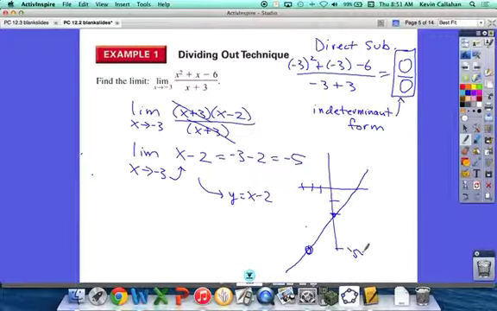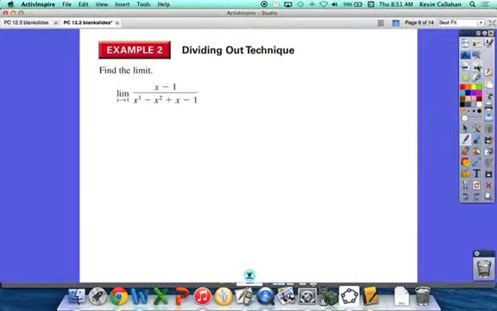Okay. So dividing out technique. I think we have one more. Dividing out technique. Again, first step, try direct substitution. What do you get? Direct substitution, meaning plug in 1 for x here, here, here, here.